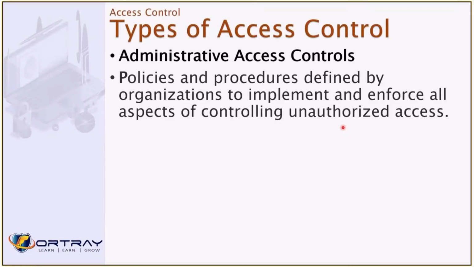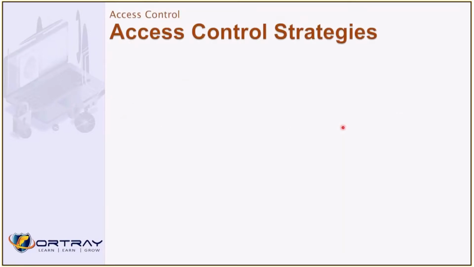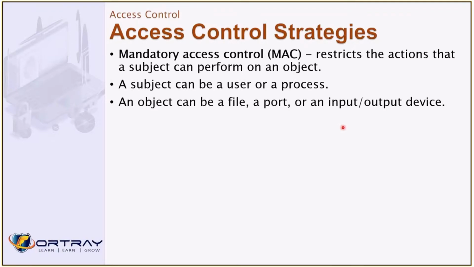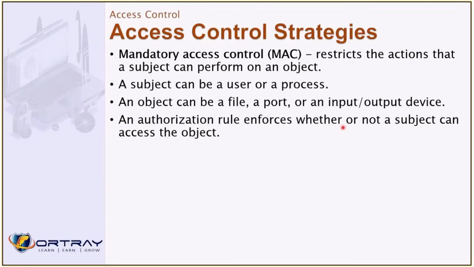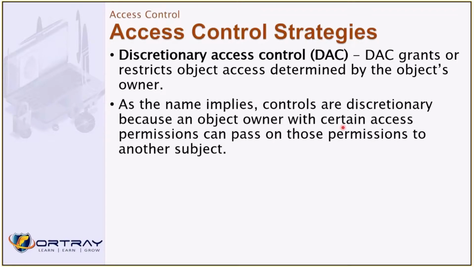Types of access control. Administrative access control: policies and procedures defined, personnel and business practices, strategies. Mandatory access control, MAC, restricts the actions that the subject can perform on an object. An object can be a user, a process, or a file. Authorization rules enforce whether a subject can access the object. Then DAC, discretionary access control, grants or restricts the user's access, where the owner has discretionary control.